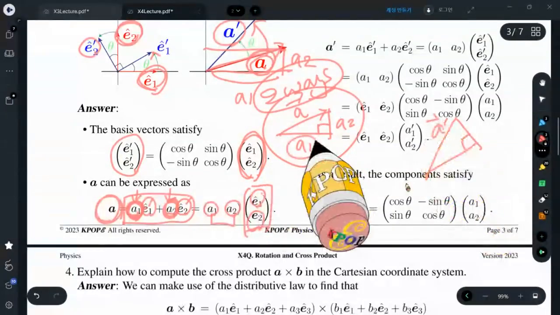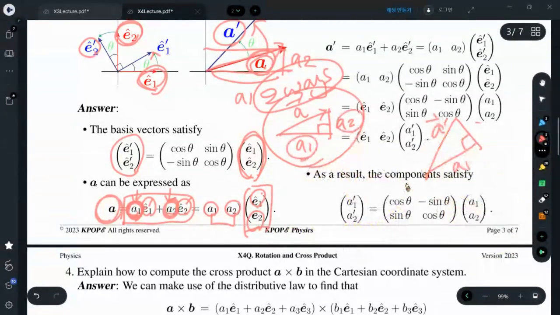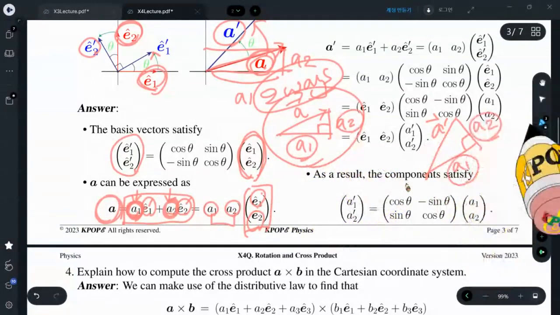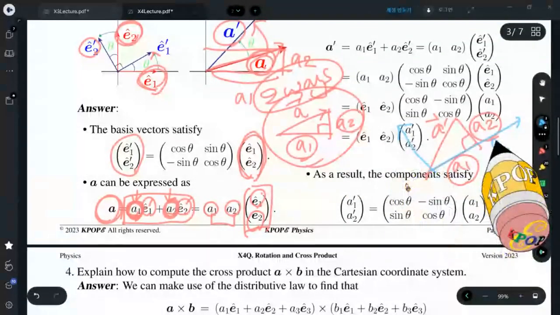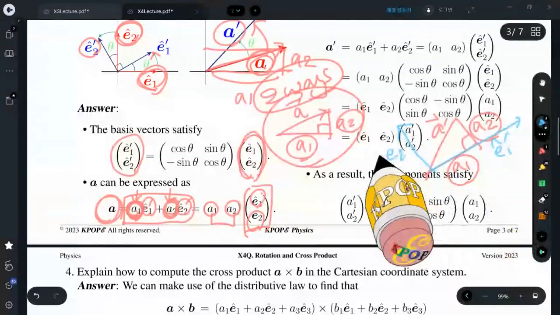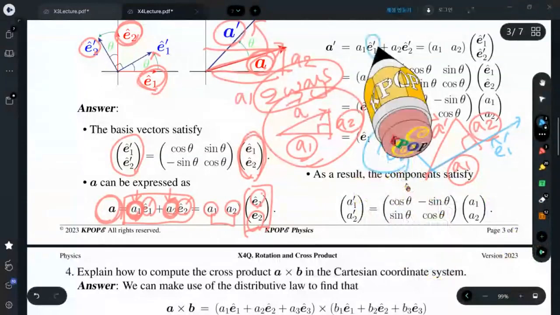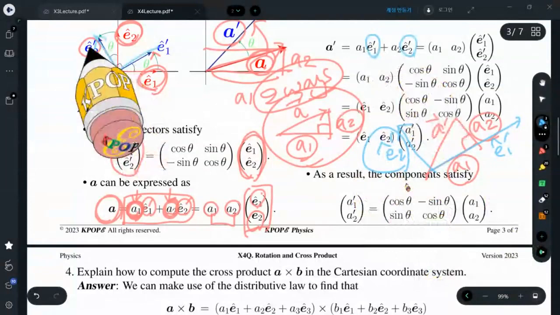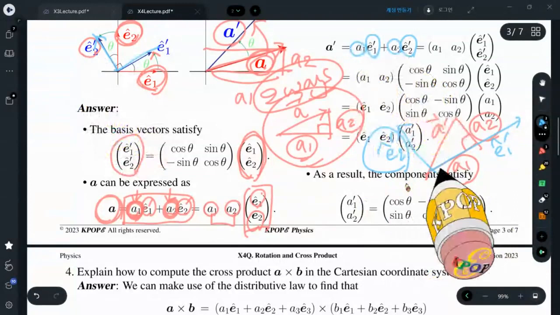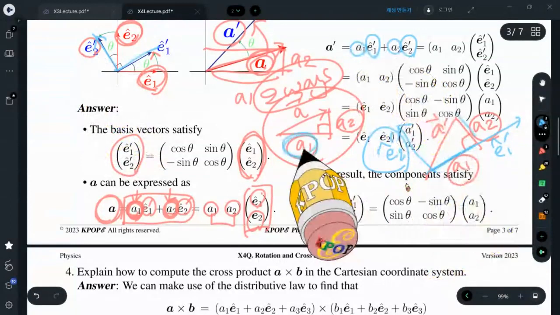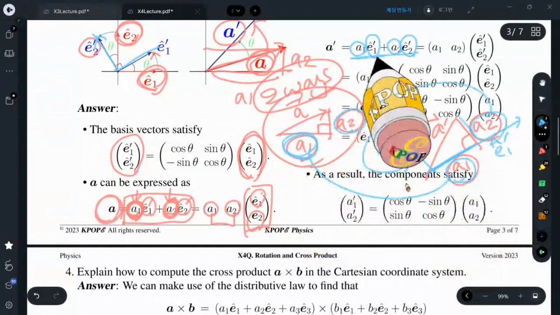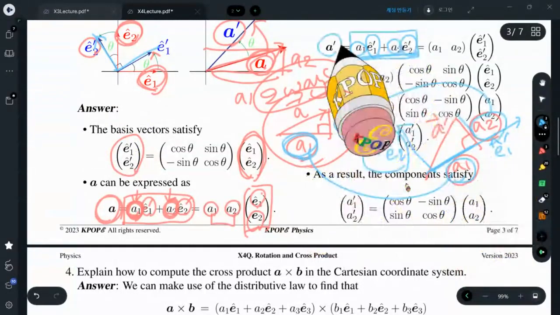The length of these two sides must be the same even after the rotation. So we remember this is along the E1 prime direction, and this is along the E2 prime direction. So we can make use of the primed basis vectors after rotation. Then you'd rather use the original components, which should be invariant. So this is one way to write down the rotated vector.